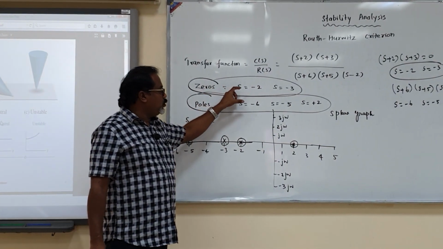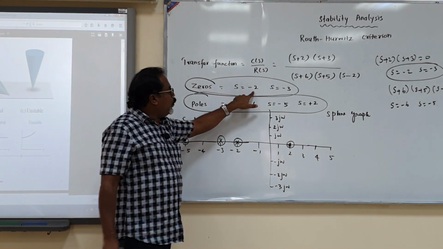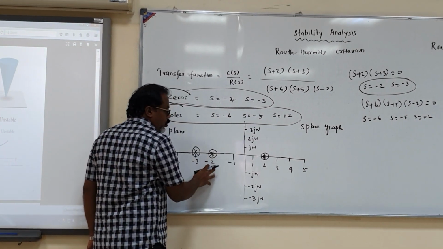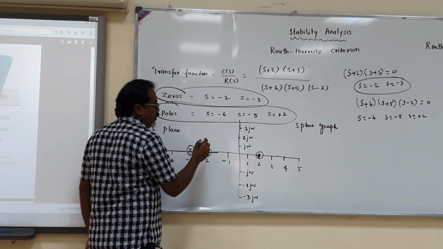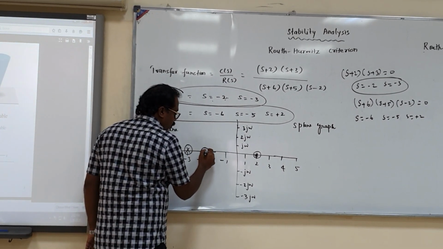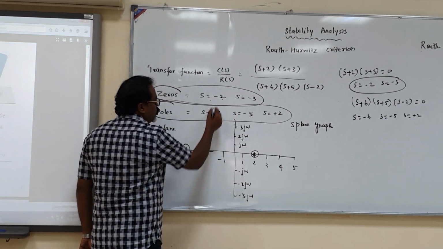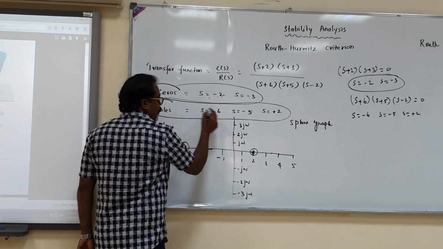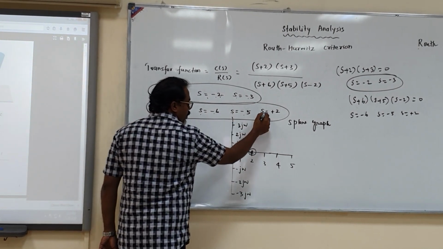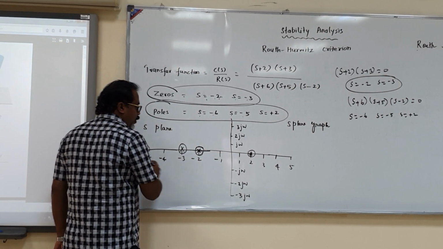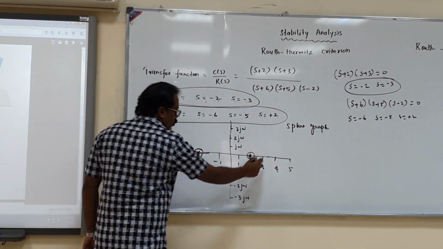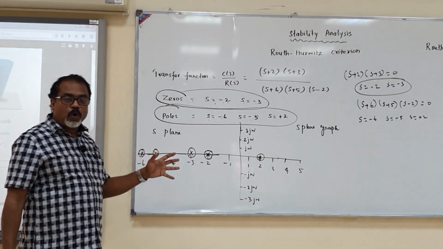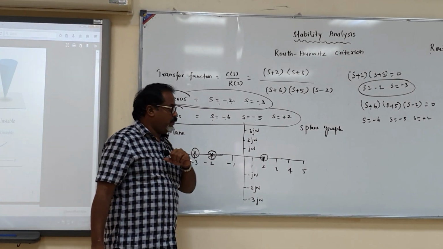If you want to mark S is equal to minus 2 in the graph, see how I am going to do that. See here, this is equal to minus 2 and this is plus 2. So, S is equal to minus 2 here, S is equal to minus 3 here, S is equal to minus 6 here, S is equal to minus 5, S is equal to plus 2. All those things I am going to mark here, and this is the way of marking zeros and poles in the S-plane graph.